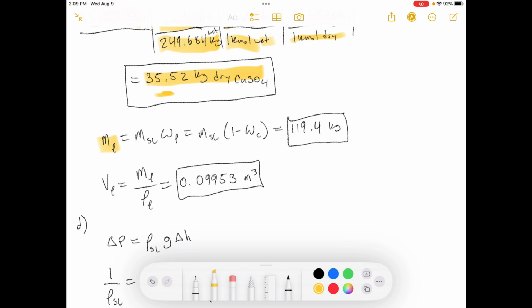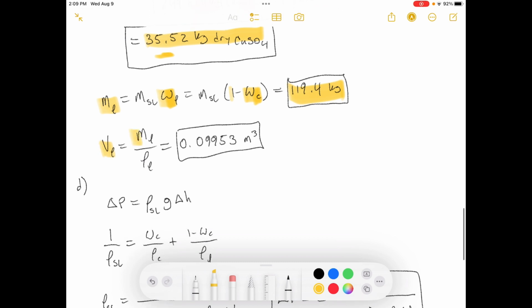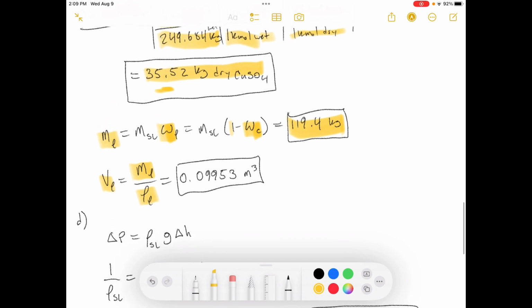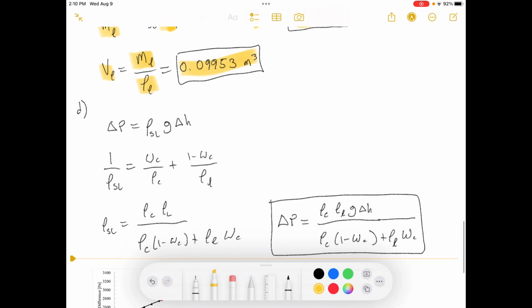So the mass of the liquid in the slurry, well, we just want to know what the mass fraction of liquid is. The mass fraction of liquid is equal to 1 minus the mass fraction of crystal, okay? So that is the total mass of liquid. What's the volume of liquid? Well, that's the mass of the liquid divided by the density of the liquid, and they gave us the density, so there you go. That is the volume of the liquid.